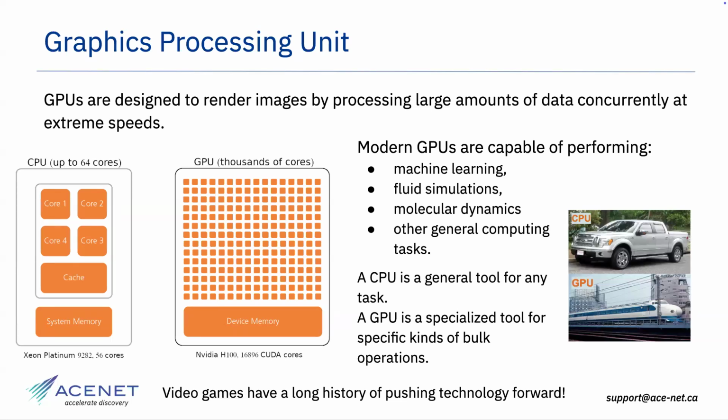NVIDIA calls its parallel processing platform Compute Unified Device Architecture, or CUDA. CUDA cores are processing units inside an NVIDIA GPU, just like AMD's stream processors are inside AMD GPUs. So how does it work? It might be helpful to consider an example to understand how CUDA cores help to accelerate computing.